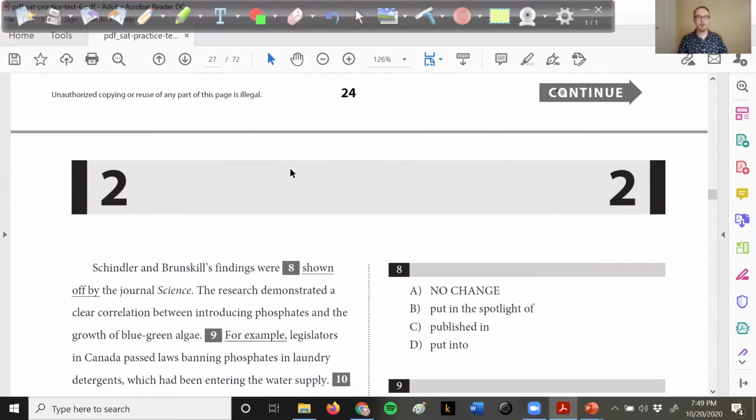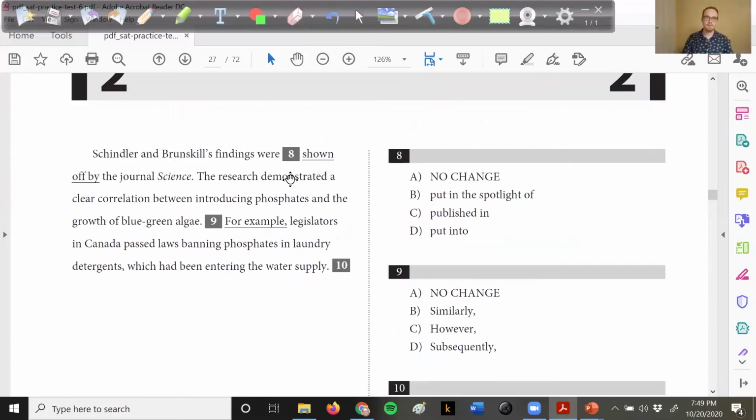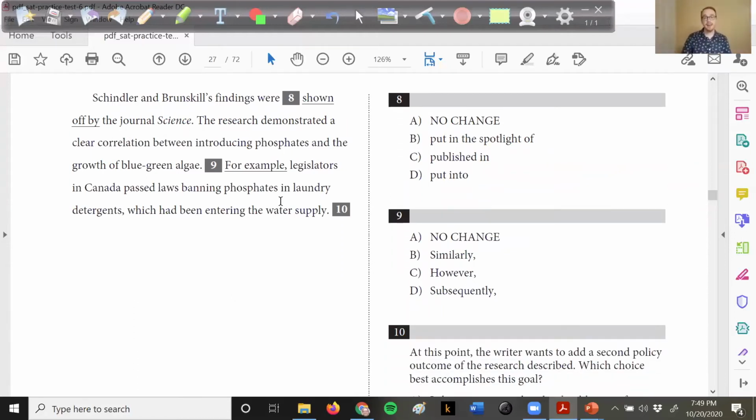That's a subject-verb agreement question. Moving on to question 8.